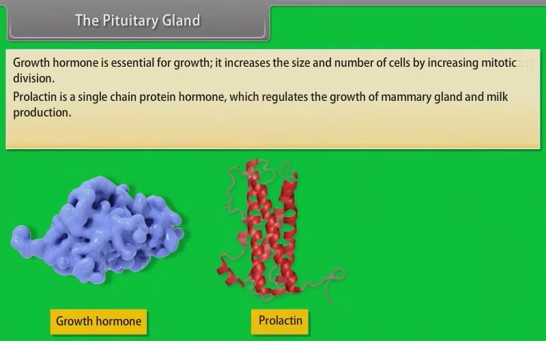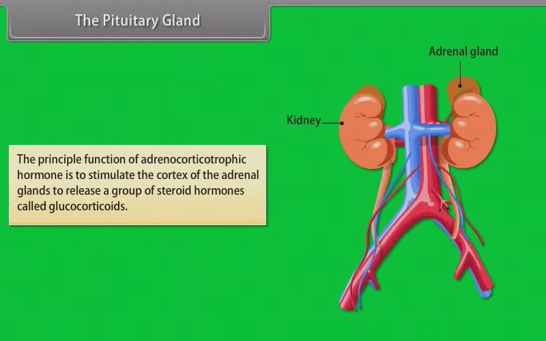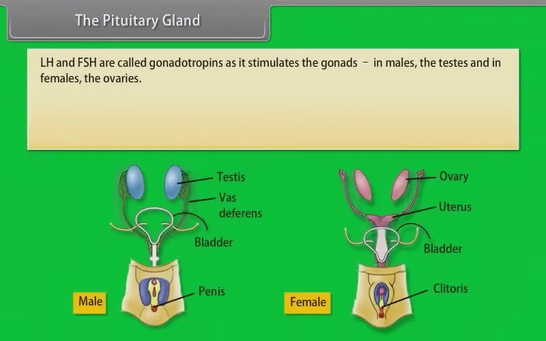Prolactin is a single-chain protein hormone which regulates the growth of mammary glands and milk production. Thyroid-stimulating hormone stimulates the thyroid gland to produce thyroid hormone. The principal function of adrenocorticotropic hormone is to stimulate the cortex of the adrenal glands to release a group of steroid hormones called glucocorticoids. LH and FSH are called gonadotropins as they stimulate the gonads, in males the testis and in females the ovaries.